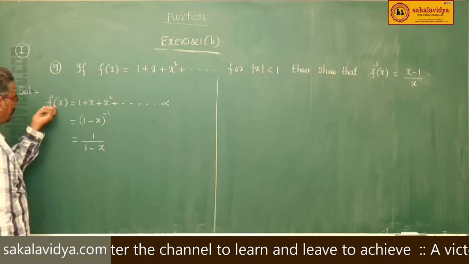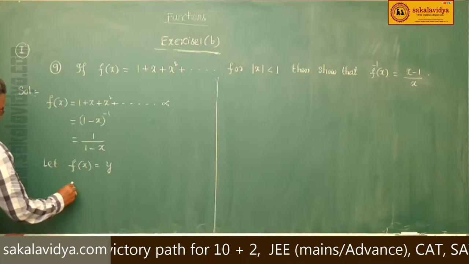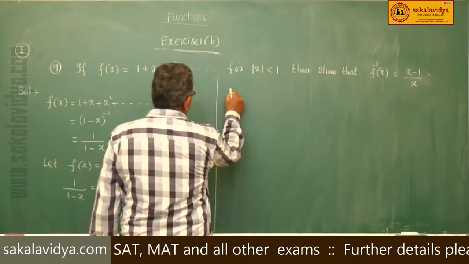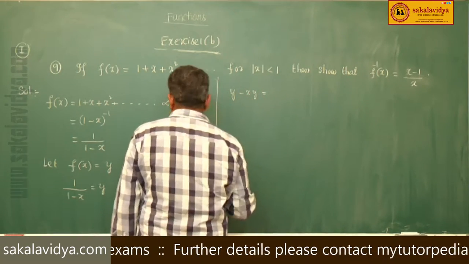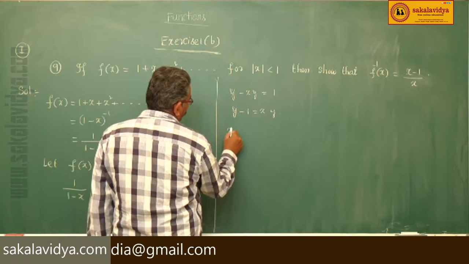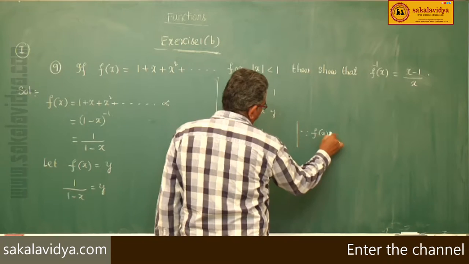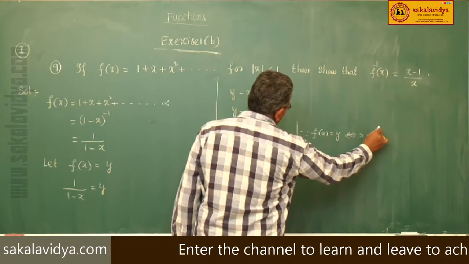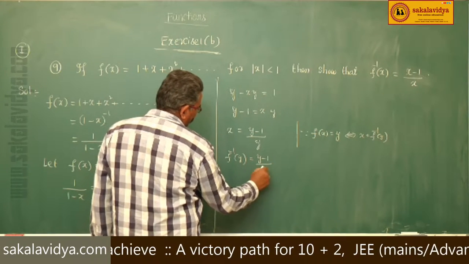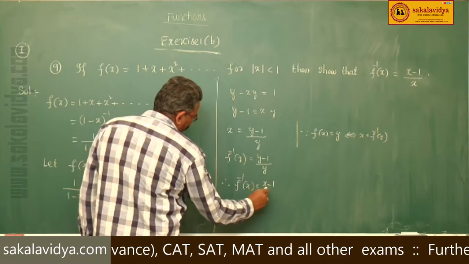To find out inverse of this function, let f of x is equal to y. So, 1 by 1 minus x equals to y, cross multiplication. So, y minus x y equals to 1. Now, y minus 1 is equal to x y. X is equal to y minus 1 by y. So, we know that f of x is equal to y, x is equal to f inverse y. So, this x is f inverse y, y minus 1 by y. Hence, formula for f inverse is f inverse x equals to x minus 1 by x.